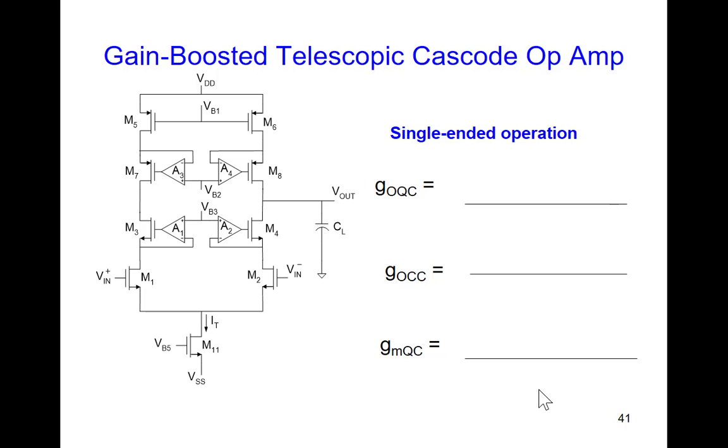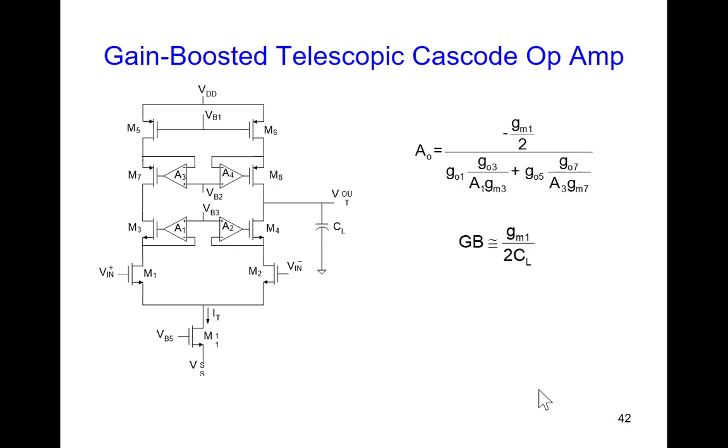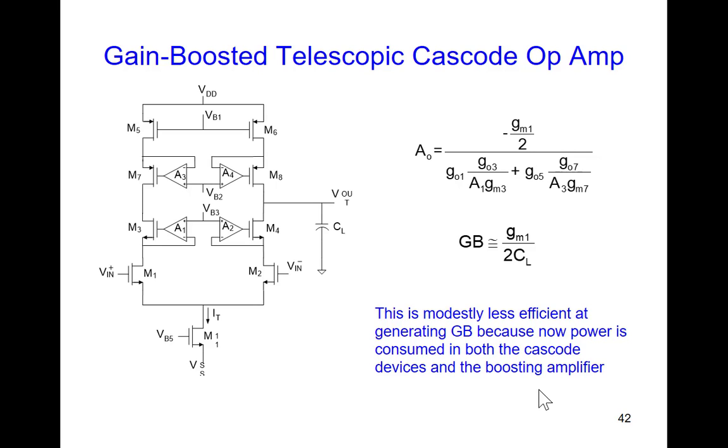If I did this in MATLAB, I'd have pages and pages of output, but only about 3 terms in 20,000 expressions would probably be relevant. So here's the gain. Here's the gain bandwidth product. And as I pointed out, this is modestly less power efficient at generating GB, because now the total power is not going to determine GM1. Part of the power is going to get funneled off onto the A amplifiers.